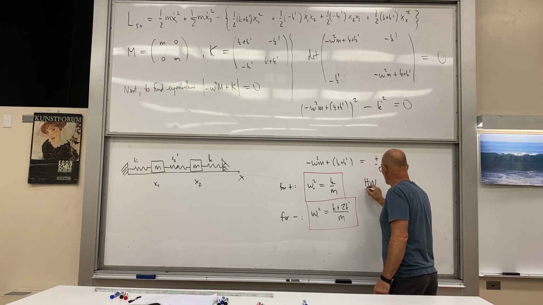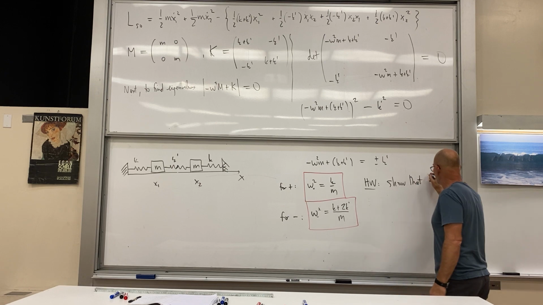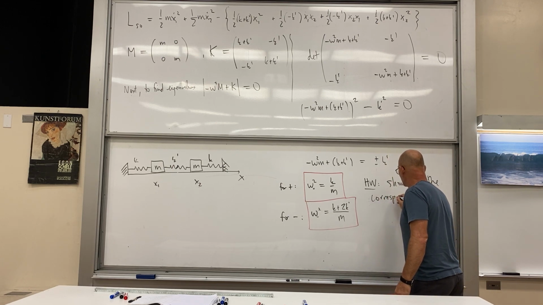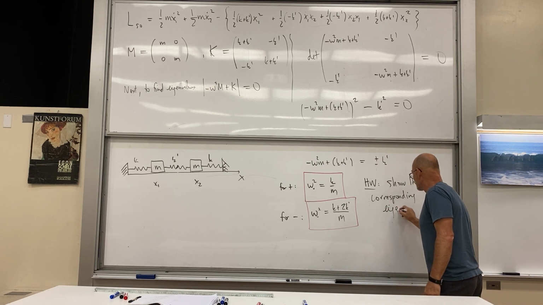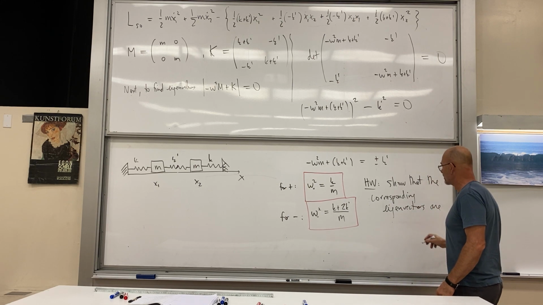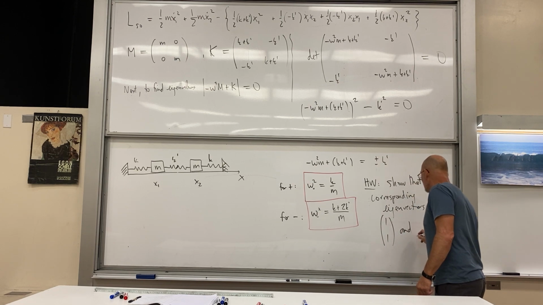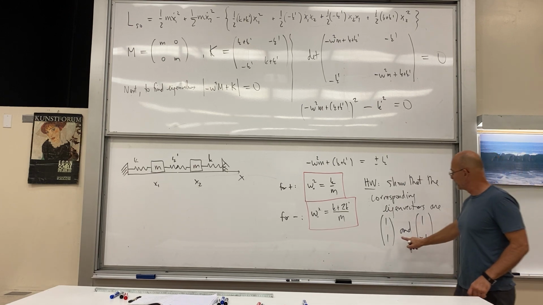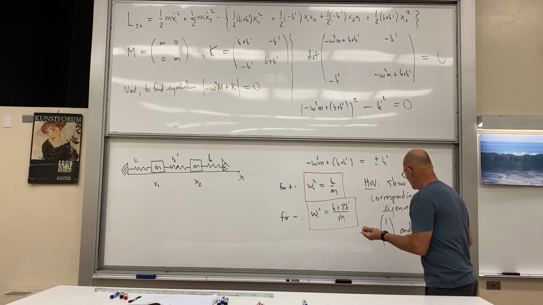So let's add this to the homework as well. Show that the corresponding eigenvectors are 1, 1. You don't have to normalize them. And 1, minus 1. And this eigenvector goes with this right here. So this is the plus.